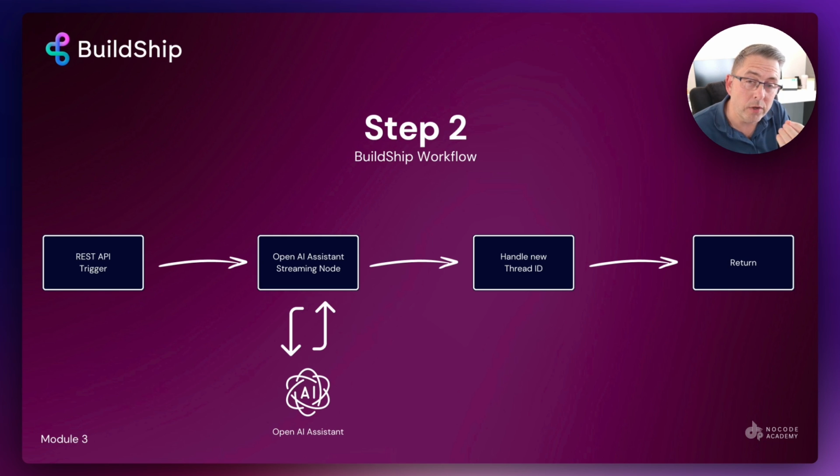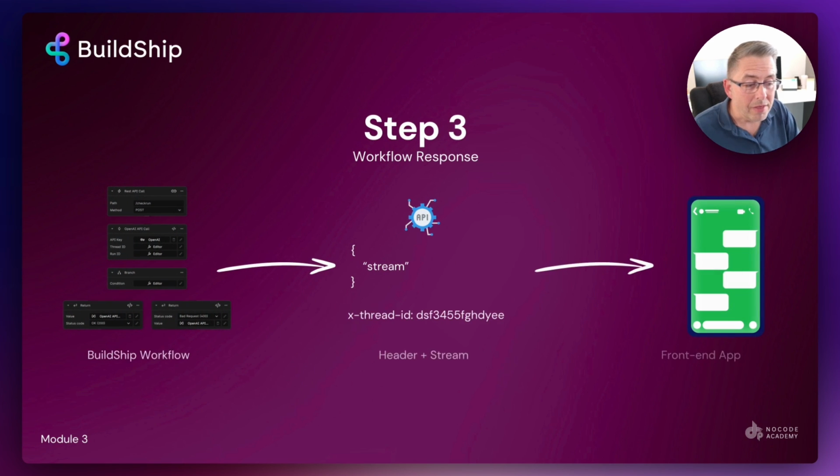We need to find a way to pass that back to our client application. I'll show you how we'll do that when we start building out the workflow itself. And then finally, of course, you've got the return node, which is really just going to be returning back this streamed response from the OpenAI streaming node. So in a nutshell, that's how that bit works.